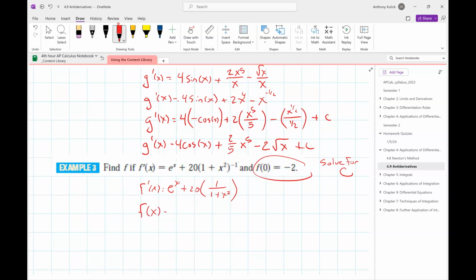So let's go ahead and do our antiderivatives then. And I have my plus c. Wait, so antiderivative of e to the x is just e to the x? Because what's the derivative of e to the x? E to the x. Yeah, e to the x.